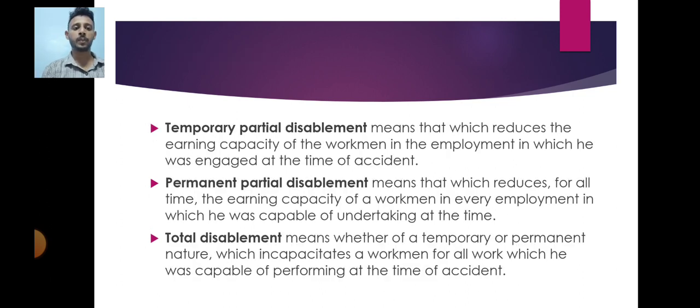Temporary partial disablement means that which reduces the earning capacity of the workman in the employment in which he was engaged at the time of the accident. Permanent partial disablement means that which reduces for all time the earning capacity of a workman in every employment which he was capable of undertaking at that time. Total disablement means, whether of a temporary or a permanent nature, that which incapacitates a workman for all work which he was capable of performing at the time of the accident.